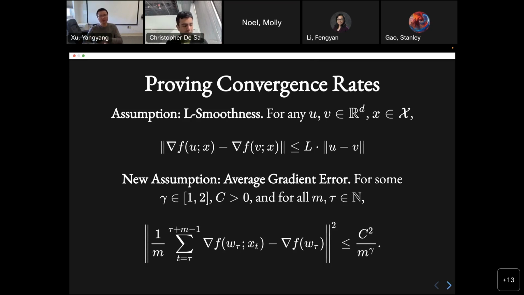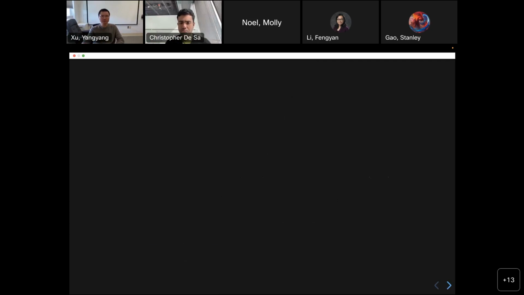Okay. But that C may be a big number, right? C might be big, yes. I mean, it's not as if C is like a global constant. C is going to depend on problem parameters. So it might depend on the variance of the gradients. It might depend on the size of the data set. Okay. So it definitely can be big. And yeah. Okay. Thanks.